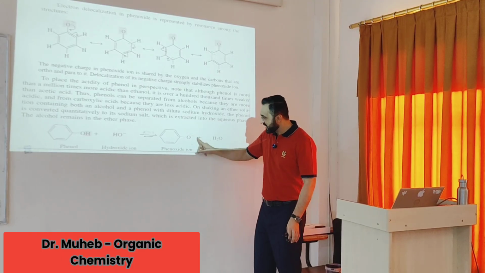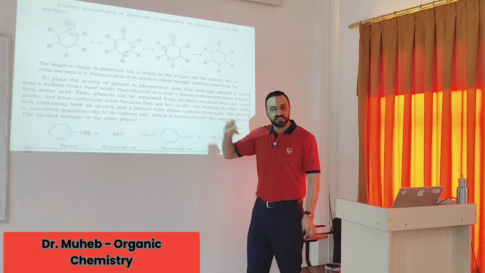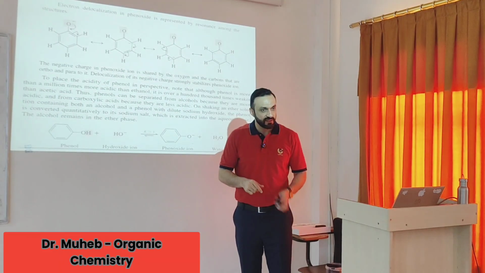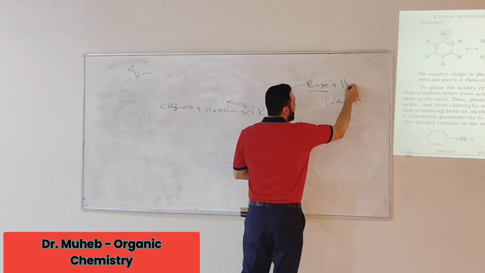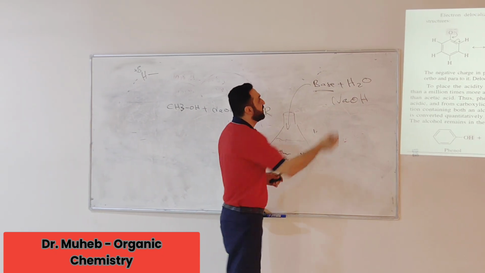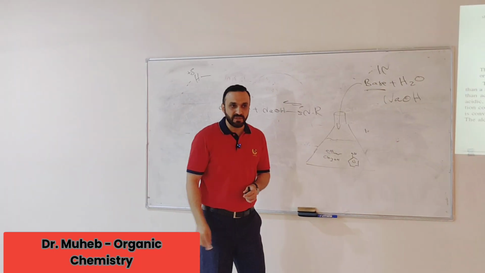Of course, O minus with Na positive. This is a salt. Okay, the salt is soluble in water or not soluble in water? Soluble in water. Okay, this is the base plus H2O. For example, one normal NaOH. What is the meaning of one normal NaOH?